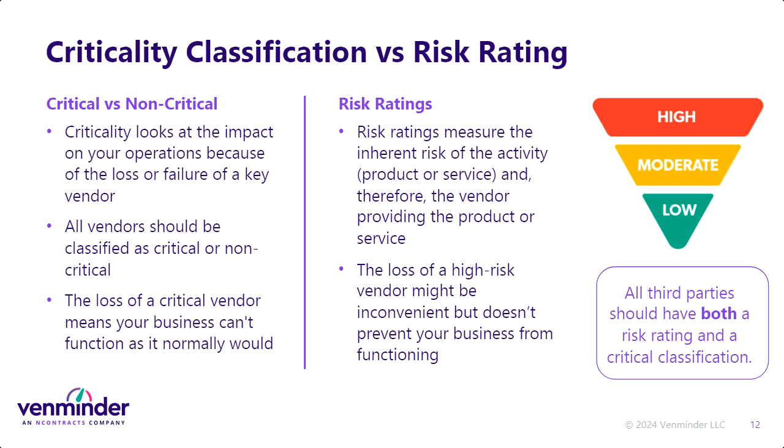All of your vendors should receive a classification of critical or non-critical, and the loss of a critical vendor means that your organization cannot function as it normally would. A risk rating is the measurement of inherent risk within the vendor relationship, which is usually low, moderate, or high. And the loss of a high-risk vendor can be inconvenient and might create issues around areas like compliance or data security, but you can still function normally and serve your customers. And all of your third parties should have both a risk rating and a criticality classification.